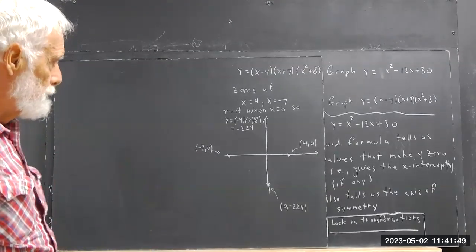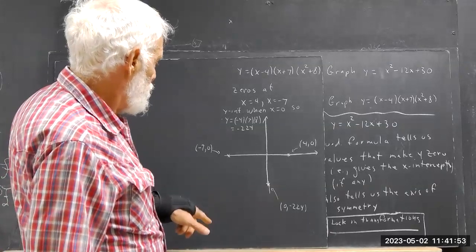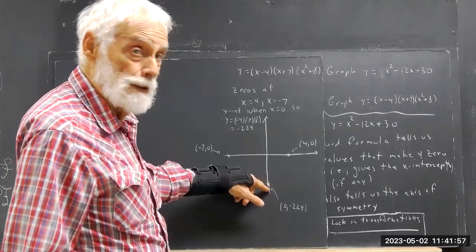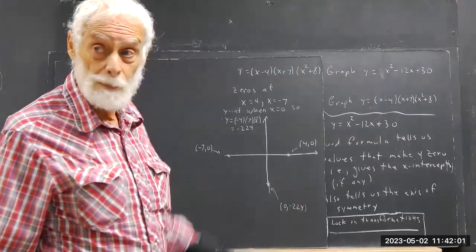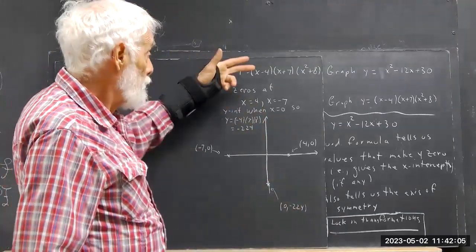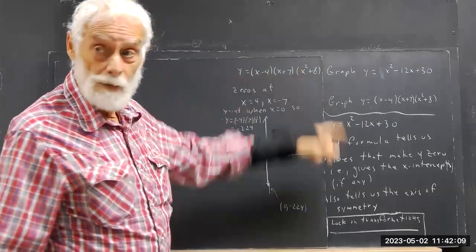Well, we can make a guess. We think maybe the graph can't start down here, go through here, and come back and get this, because it can't go through the x-axis except at this point and this point. Why? Because any number other than 4, negative 7 isn't going to give you 0 for any of these.